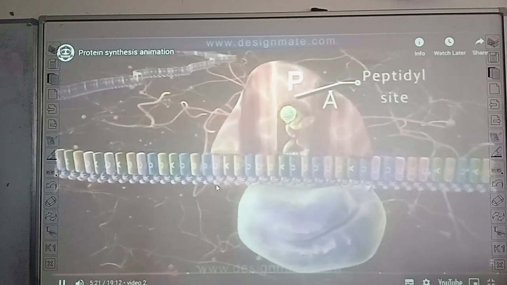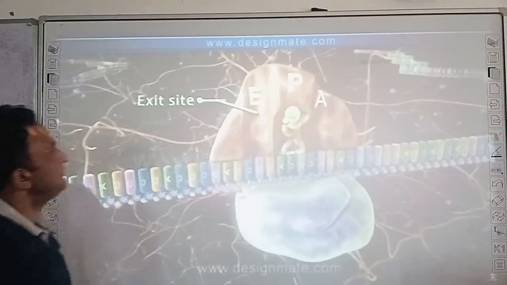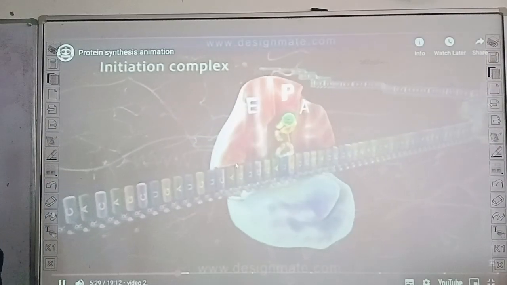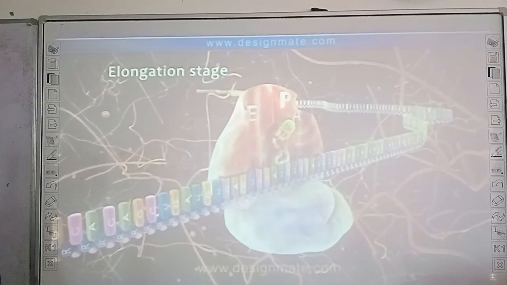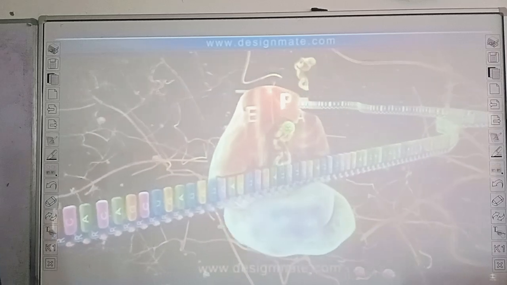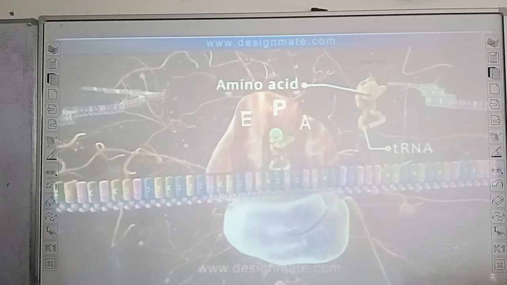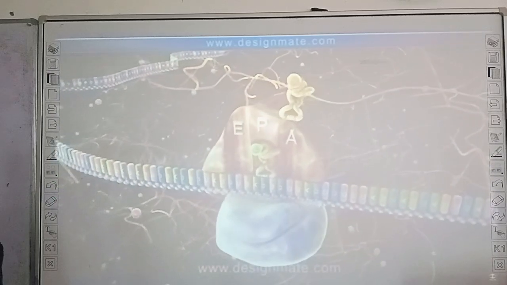The peptidyl site or the P site, the exit site or the E site. This whole unit forms the initiation complex. This is followed by the elongation stage. During this stage, another tRNA carrying a molecule of an amino acid approaches the mRNA ribosome complex and fits in the A site.